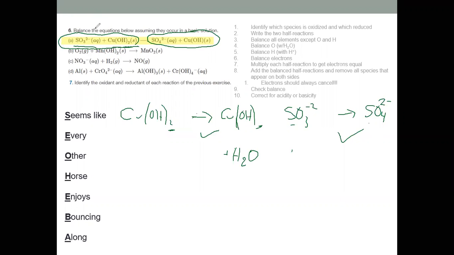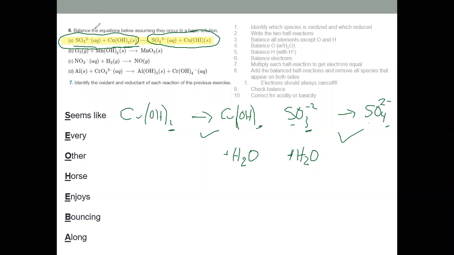All right, now on the sulfite, the sulfate reaction, it looks like we're going to need to add a water on this side, right? Because we have 3 oxygens here. We've got 4 there. We're going to need another one, so we added water. Let's add the water.